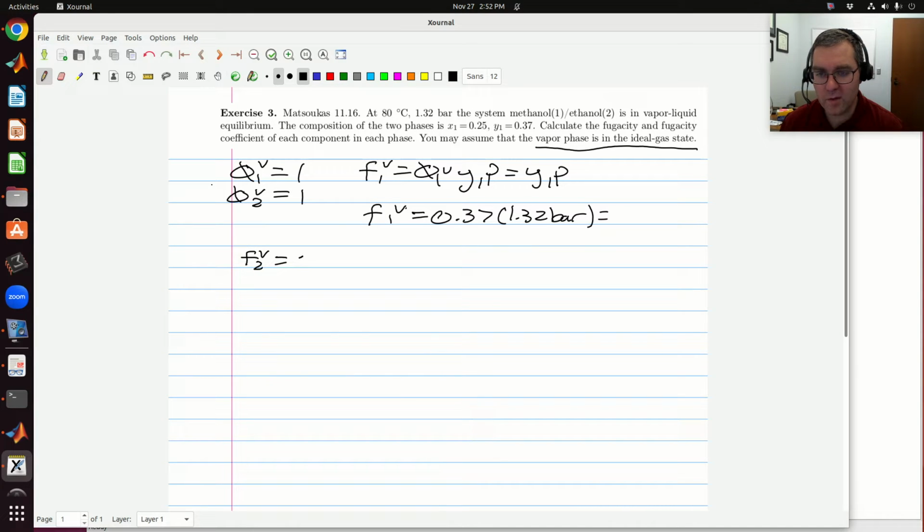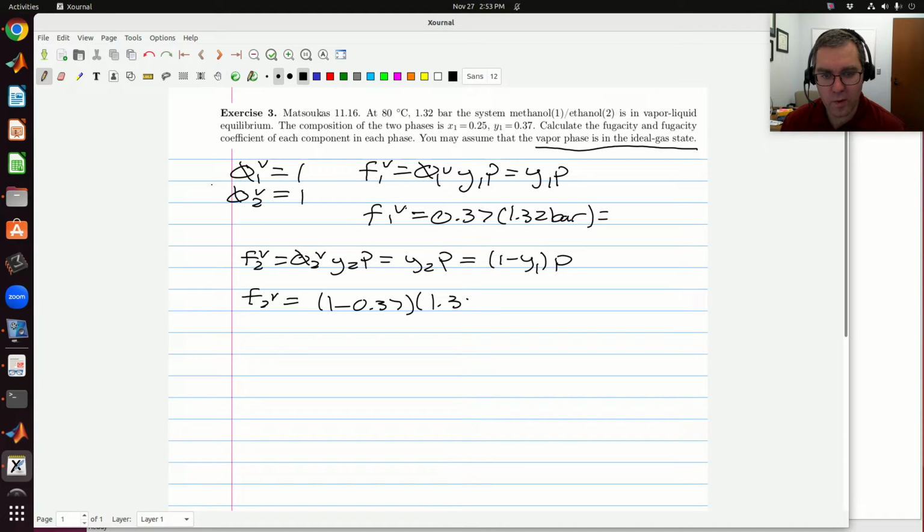Likewise, for component 2, that would be Phi2V times Y2 times P. Phi2V is just equal to 1, so that's Y2 times P, and Y2 is going to be 1 minus Y1. So F2V is equal to 1 minus 0.37 times P, which is 1.32 bar. So I've got F1V and I have F2V.